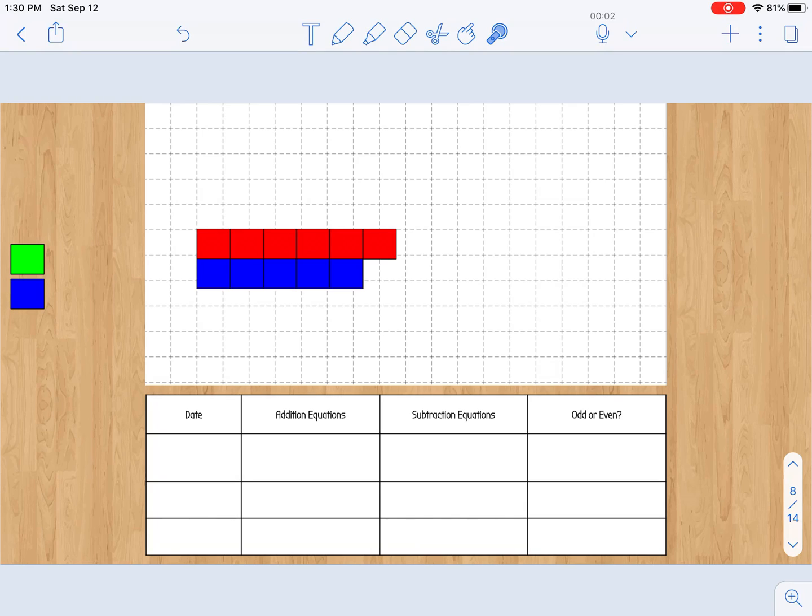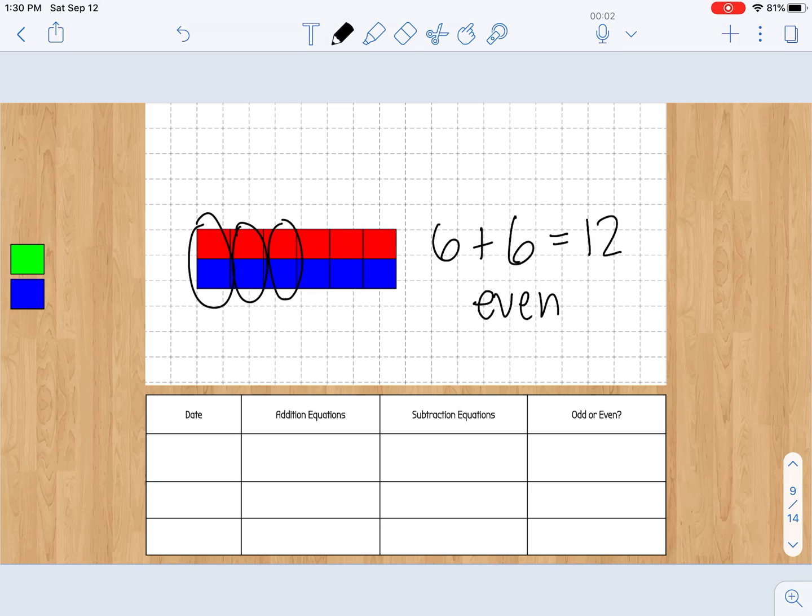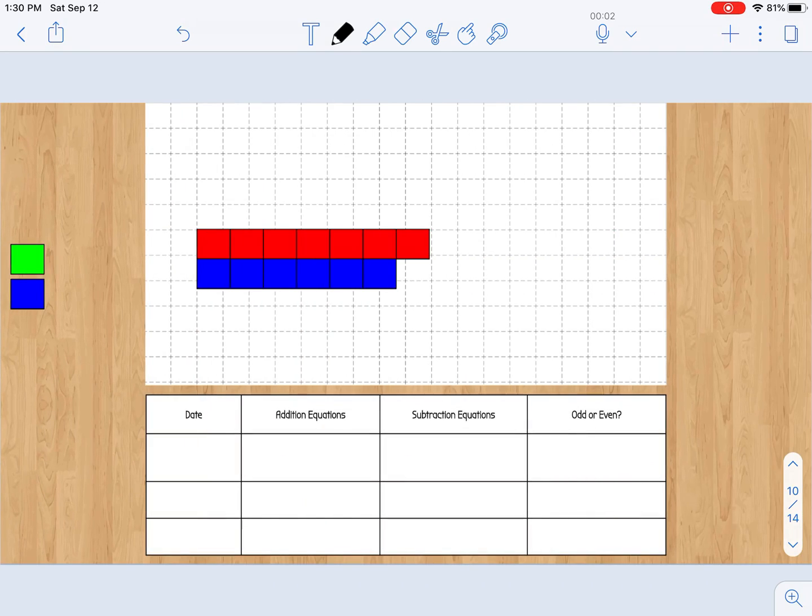On Friday, we left off on day number 11 of Number Corner for September. That means that we have to catch up for Saturday, Sunday, and today. I went ahead and added a blue tile for September 12th. Now I see 6 red tiles on the top and 6 blue tiles on the bottom. I can write an equation to show this by adding 6 plus 6 to get a grand total of 12. And I know that 12 is an even number because if I look at my tiles, they all have a buddy or a partner.